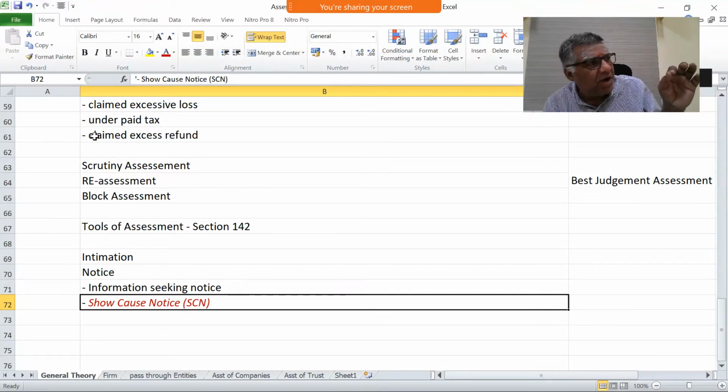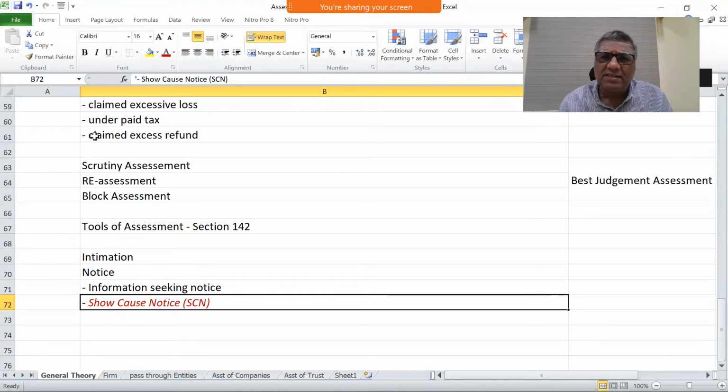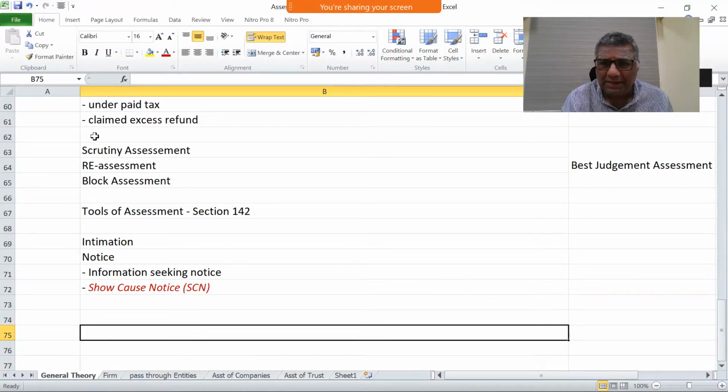We have identified that your income has been understated by 1 lakh. Show me a reason why I should not add this to your income and ask you to pay tax, interest, penalty, etc. If you show the reason, they are going to allow it. But the wordings will be show cause notice. So, intimation is one-way traffic. Notices are of two types: information seeking notice and show cause notice. Both need to be responded to by the assessee.